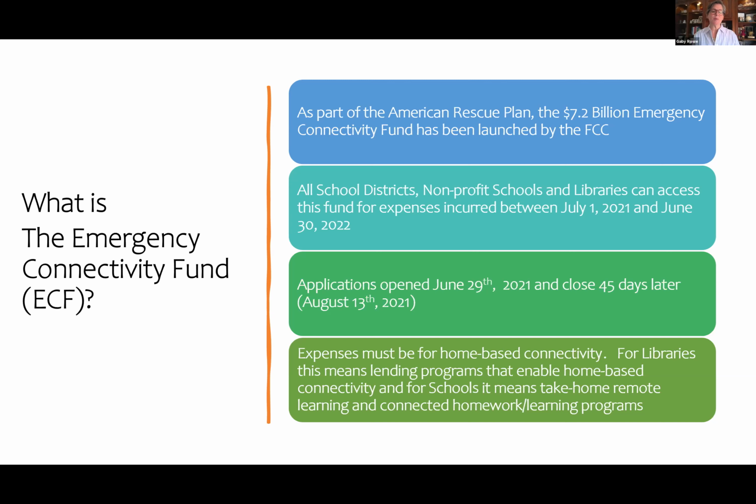However, lending programs of hotspots, laptops, broadband service, those are all acceptable for libraries. A mobile library bus that provides connectivity, that is acceptable. We'll talk about those programs in just a minute. And for K-12 schools, it is laptops and connectivity that you are enabling for students in their homes. Again, we'll touch on that eligibility a bit more in just a minute.